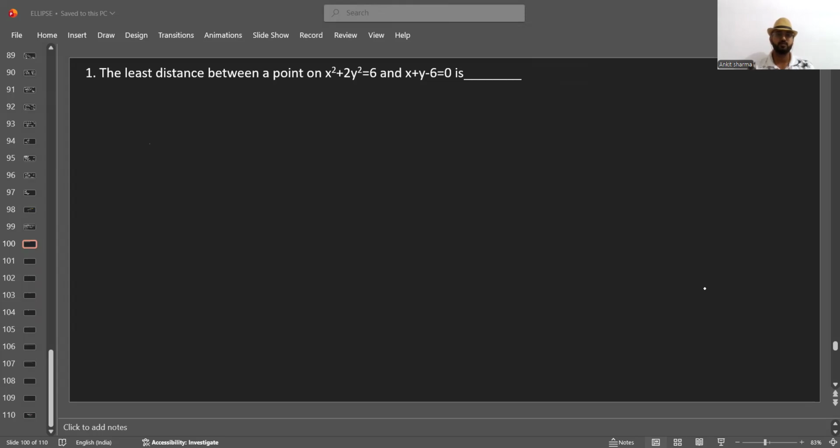In this session, we will solve some problems based on whatever we have discussed so far. So let us see the first question. We want the least distance between a point on this ellipse and the line x plus y minus 6 is equal to 0.